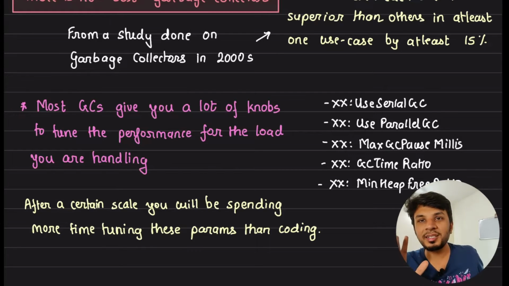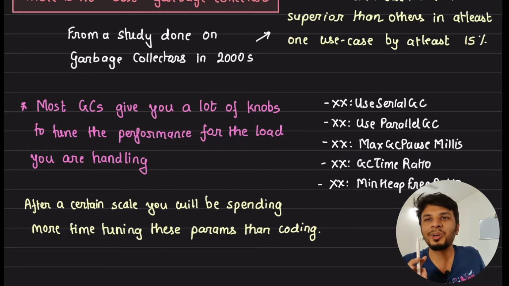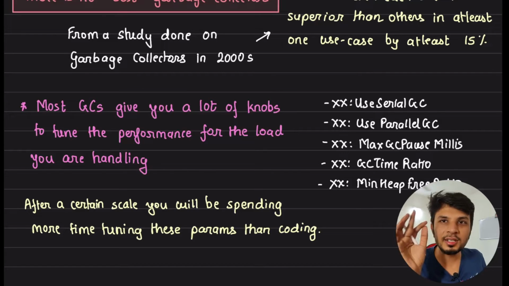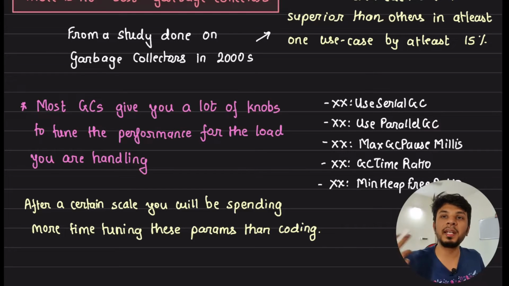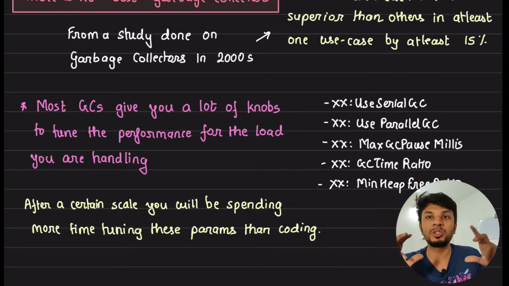And to be really honest, after a certain scale and after a certain stage of your career, you will be spending more time tuning these parameters than coding. True story. And it always happens. To get the best performance out of it, because after a certain time the GC pauses will hurt the performance of your system, you will be spending a lot of time tuning your system to get that extra ounce of throughput.